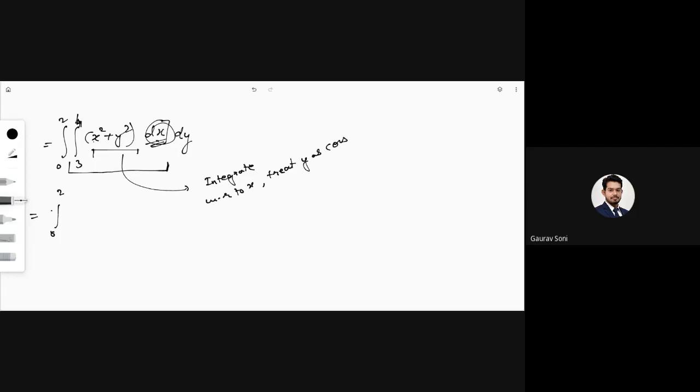Okay. So now, if I evaluate this, that will be x cube by 3 plus y square, which will be constant, and integration of a constant is constant into x, then dy. But before that, there is the limit from 3 to 4. So integration 0 to 2, put the upper limit: 4 cube by 3 plus y square into 4, minus the lower limit: 3 square plus y square into 3, dy.